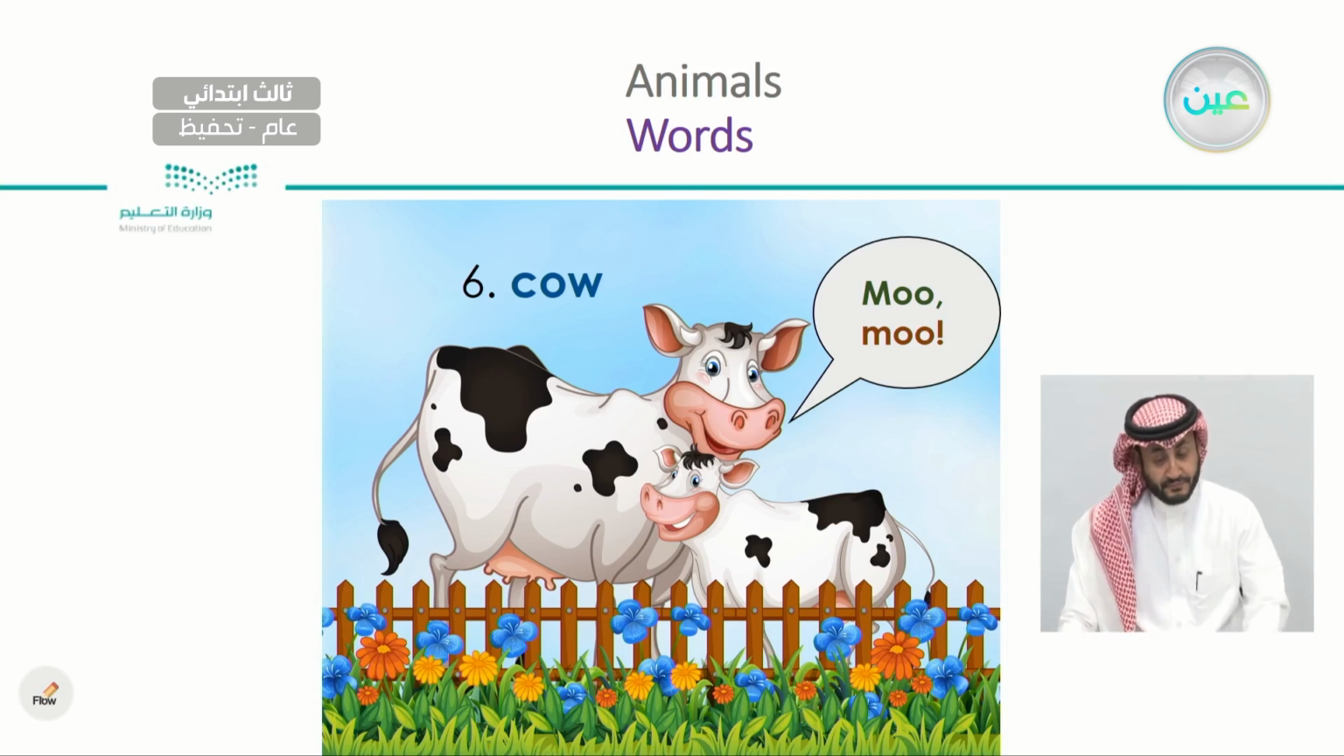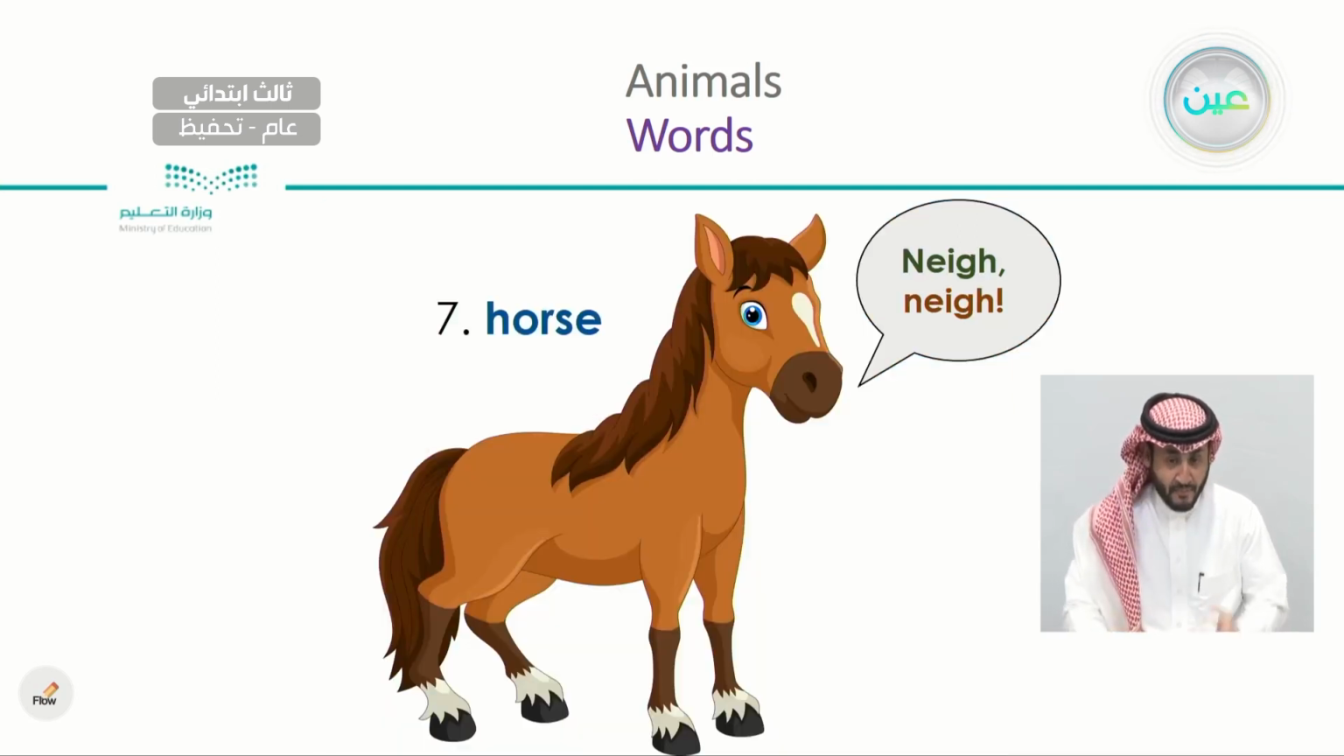Now let's continue. Number 6 we have, yes, we have 2 cows, a mommy and a baby cow as well. Moo is the sound that a cow makes.